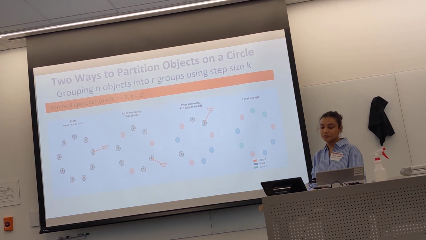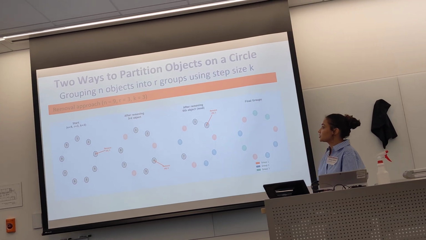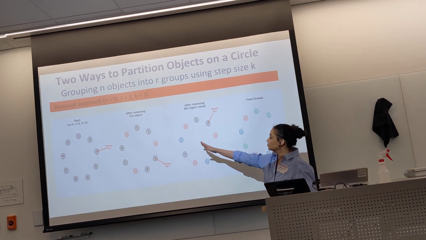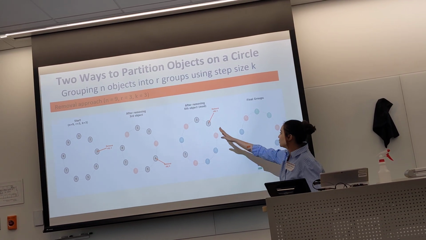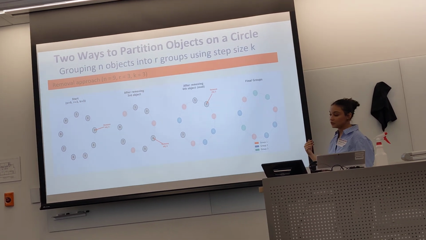Here's a different way to do it, but with no dummy objects. We have the same numbers as earlier, 9, 3, and 3, and we start by removing them, and once we remove one, we don't count that position, and so on, and we have our 3 groups right there.